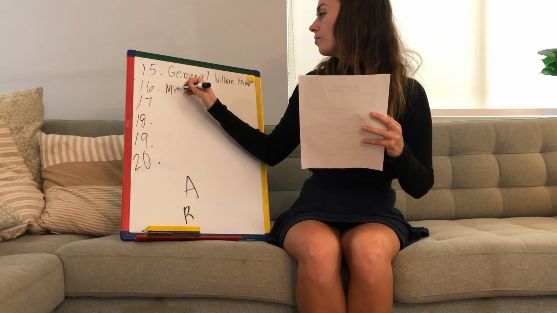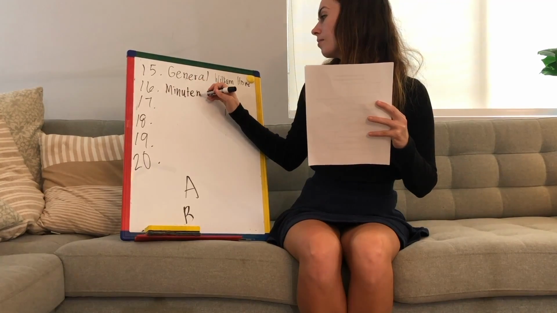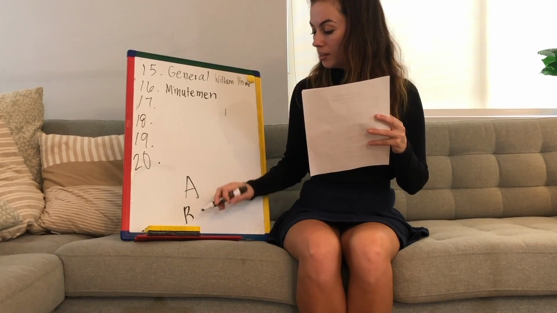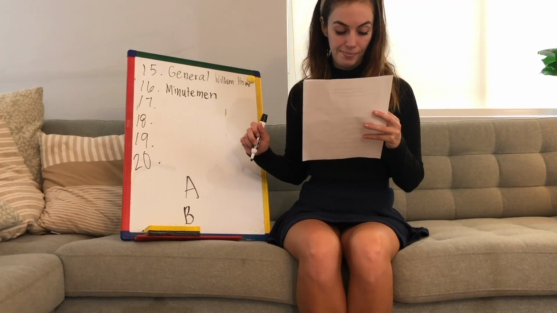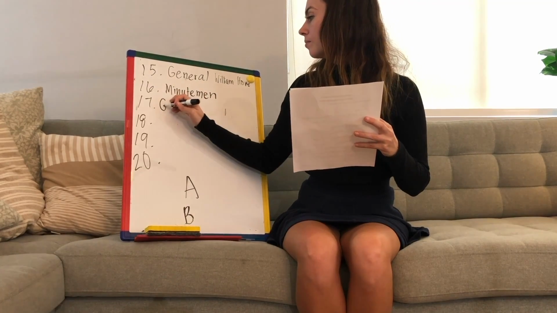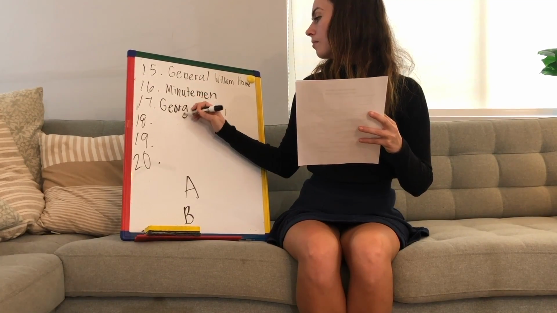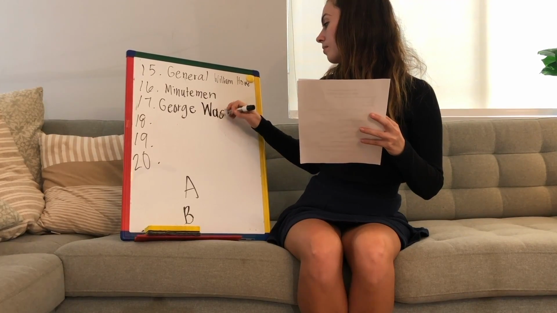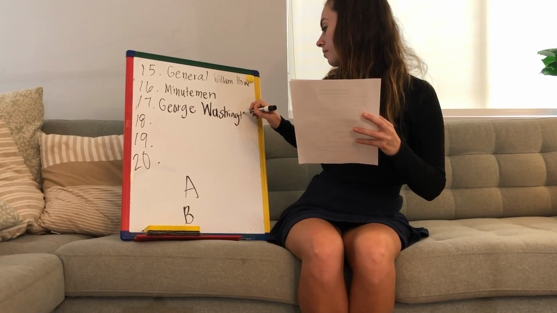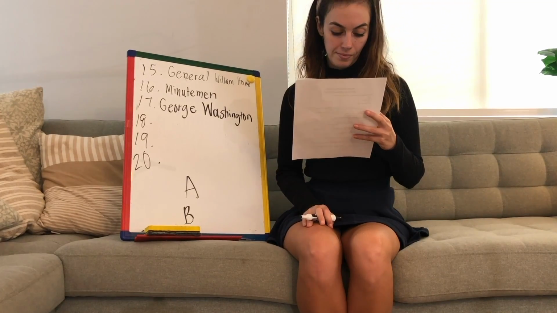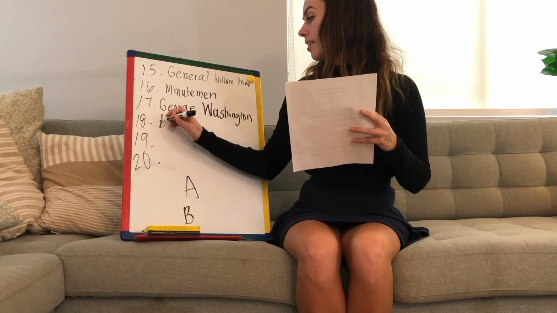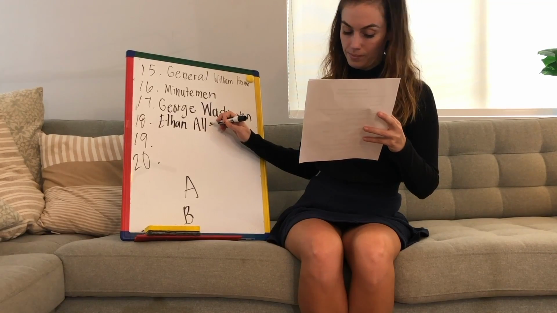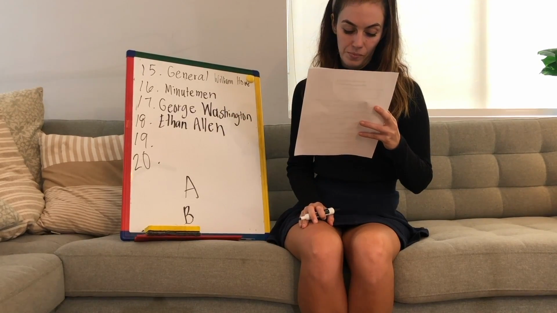Minutemen. If Minutemen were on the American side, write A. If they were on the British side, write B. George Washington. Ethan Allen.